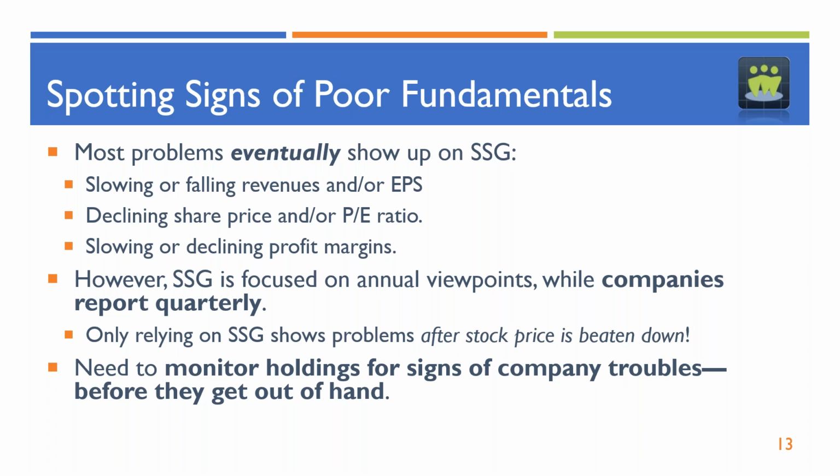If the revenues are falling on a quarterly basis, eventually that year might look a little depressed relative to the prior year. If the share price falls, the PE ratio might be adjusted disadvantageously to you. If the profit margins are declining, that'll show up in section 2B. But as I mentioned, that SSG is focused on those annual viewpoints. And so if you rely on the SSG, you're only going to be able to identify problems after the stock price has been well pushed down.